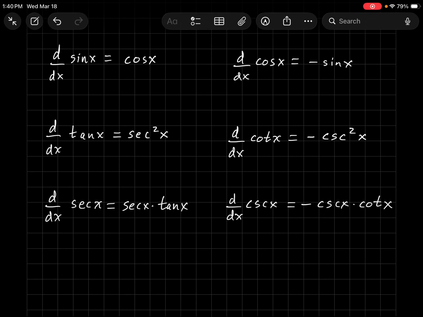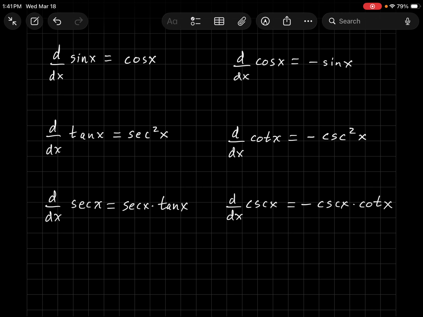Continuing derivatives of trig functions. In our last video, we saw that the derivative of sine of x was cosine of x. The derivative of cosine of x was negative sine of x. The derivative of tangent of x is secant squared. The derivative of cotangent of x is negative cosecant squared. The derivative of secant is secant tan. And the derivative of cosecant is negative cosecant cotan.